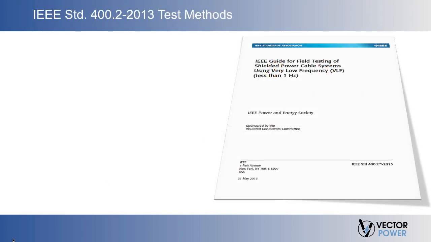Now, let's talk a little bit about the IEEE standard 400.2, which is the guide for field testing of shielded power cable systems using very low frequency, or VLF. In the IEEE 400 standard, it talks about two types of tests. Type 1, which is simply a pass or fail, go or no-go style test. And we can see this performed using the very low frequency in the form of a simple withstand or high potential test applied to the dielectric material.